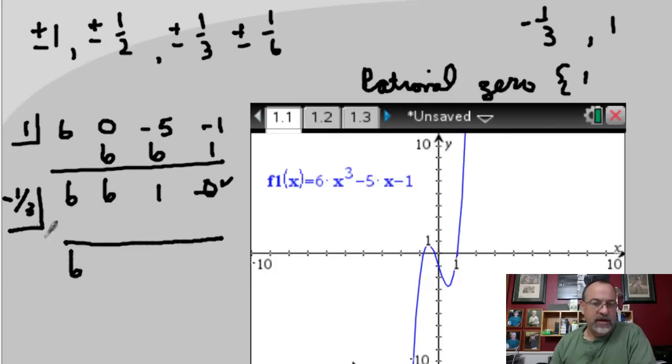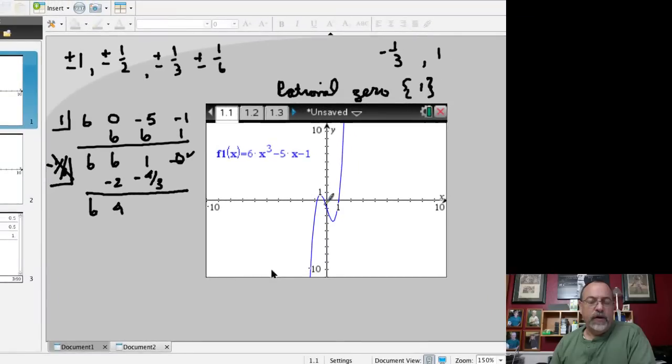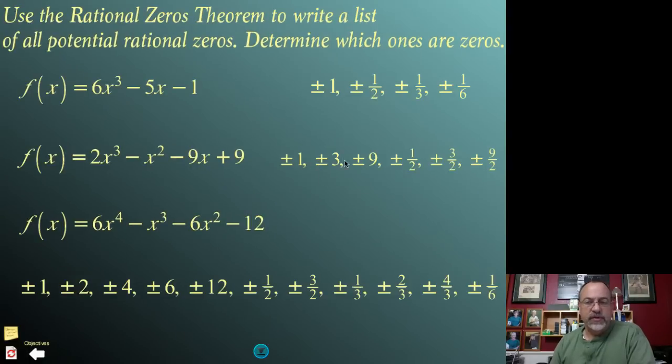All right, so we'll bring the 6 down and we'll do the same thing. So negative 1/3 of 6 is negative 2. That's a 4. This is negative 4/3. Now, this is not going to subtract to equal 0. So negative 1/3 is not a rational 0. So the only rational 0 that we have out of our list is the number 1, which means these other two are irrational zeros. Okay, and we'll talk about those in another lesson. All right? So that's how you're going to use your calculator to help you go from having a list of potential zeros to actually determining which the zeros are.